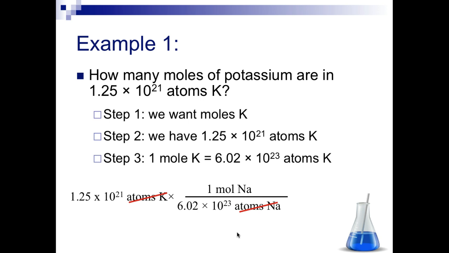So when you type this into your calculator, you're going to take 1.25 times 10 to the 21st divided by 6.02 times 10 to the 23rd. And when you do that, you're going to get 2.08 times 10 to the minus third moles of potassium. You have 3 sig figs here. Started off with 3 sig figs, so you're good. Let's look at example 2.